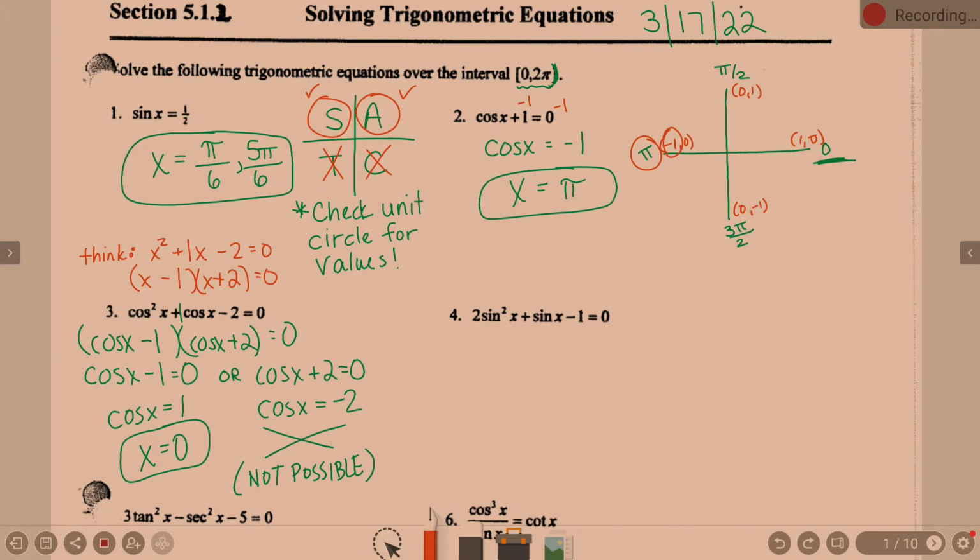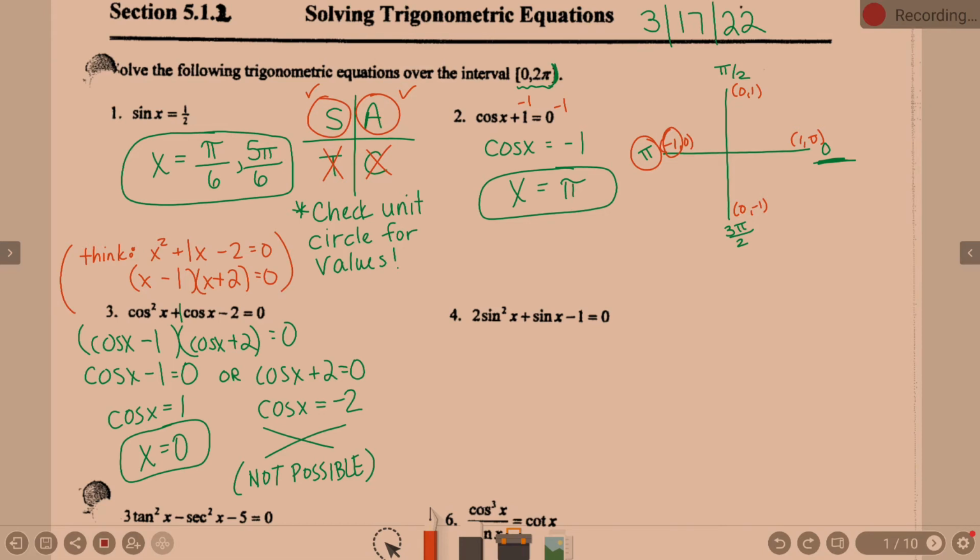Question 4. 2 sine squared x plus sine x minus 1 equals 0. What are you noticing here? You can factor that too. Yeah, there's an extra tricky step. Is this a quadratic equal to 0 again? Kind of like what we had over here, right? It's a quadratic equal to 0.